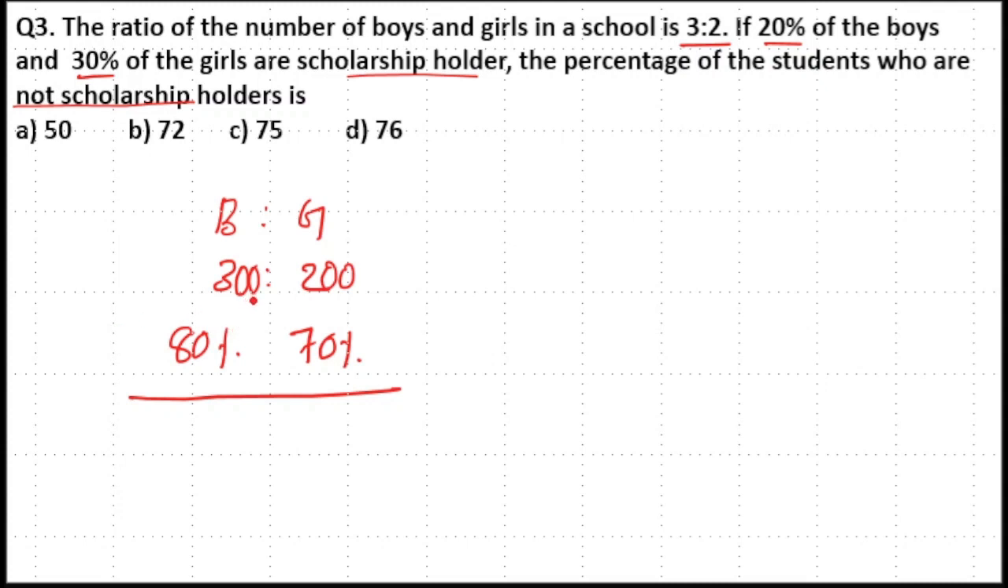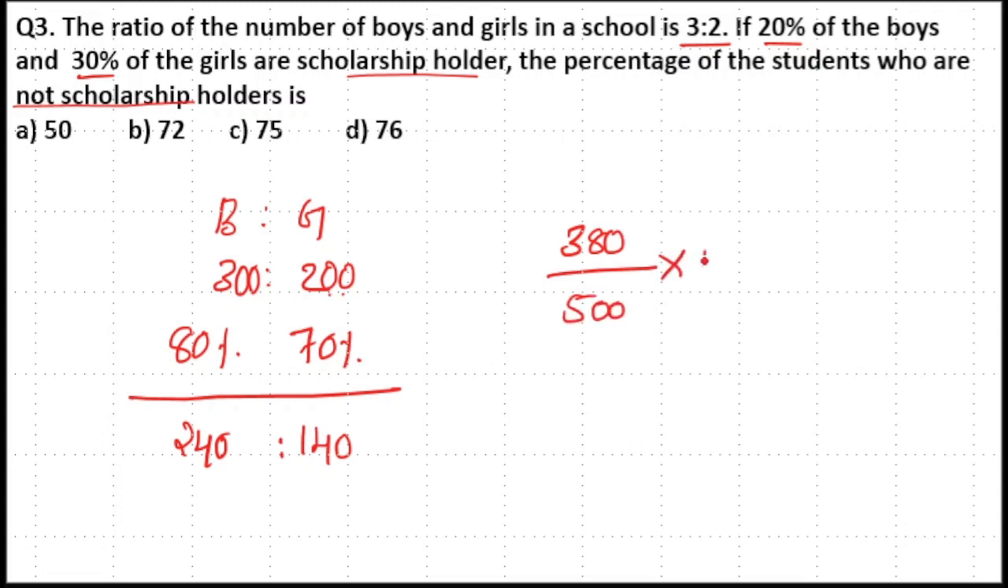Here 10% of 300 is 30 and 1% is 3. That means 80% is 80 into 3, 240. And 70% of 200. Here 10% of 200 is 20, 1% is 2. That means 70% is 70 into 2, 140. Here 240 and 140 are respectively the number of students who are not scholarship holders in boys and girls. So the total number of students who are not scholarship holders is 240 plus 140, that is 380, out of 300 plus 200, that is 500.